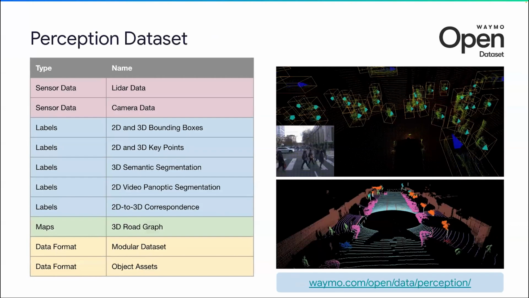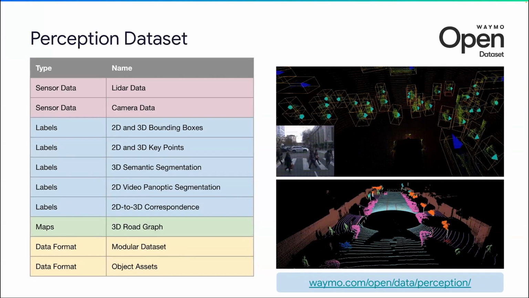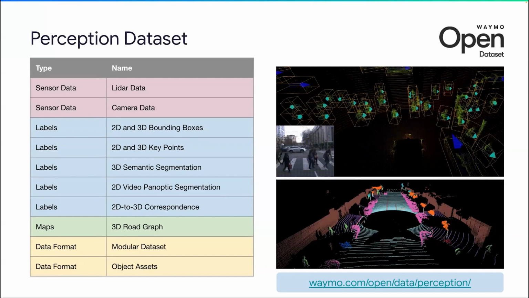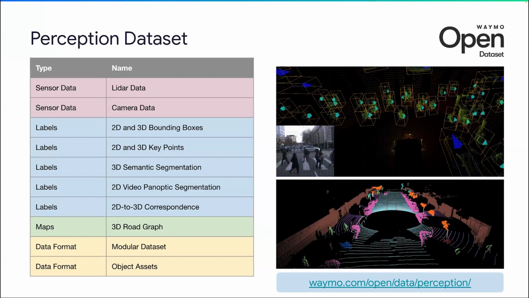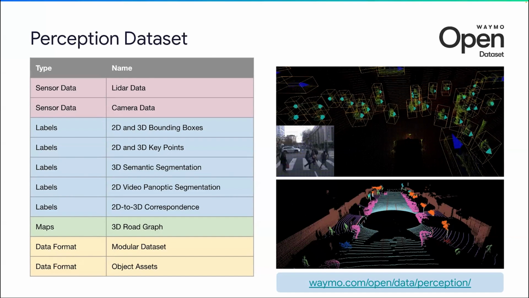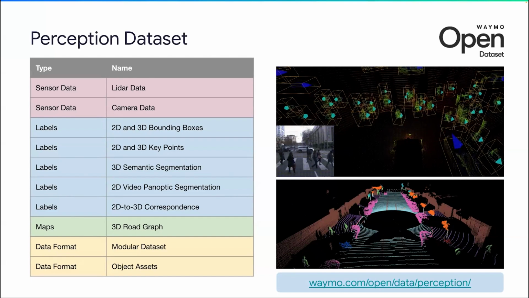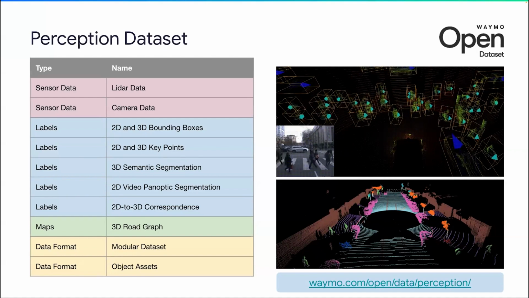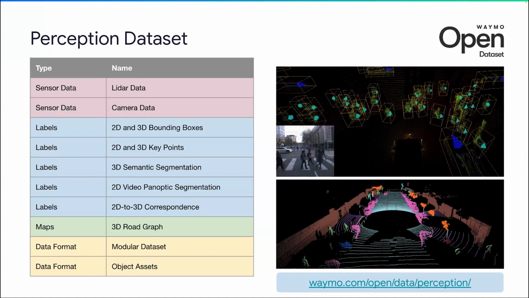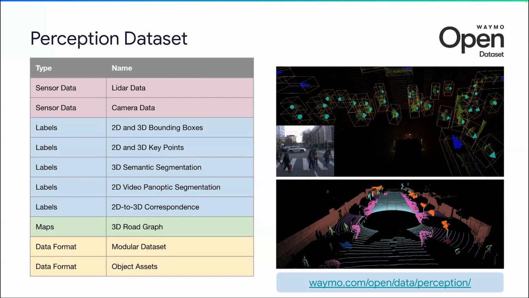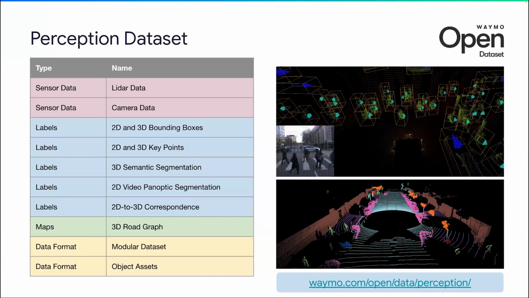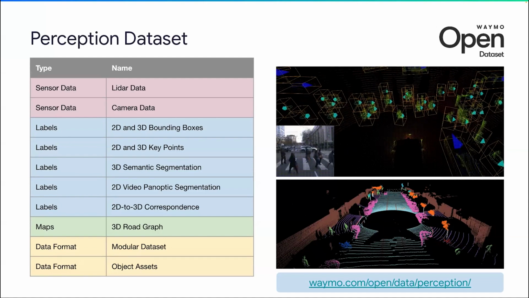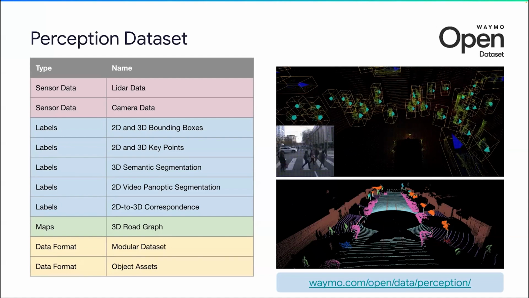So going a little bit into the details of each of these data sets. The perception data set is mostly about sensor data. We have LiDAR data and camera data. It has various labels for different tasks: 2D and 3D bounding boxes, 2D and 3D key points, and semantic segmentation of various forms. Last year, we also added the 3D road graph. That's a map that you can use to align all the sensor data to an actual road.